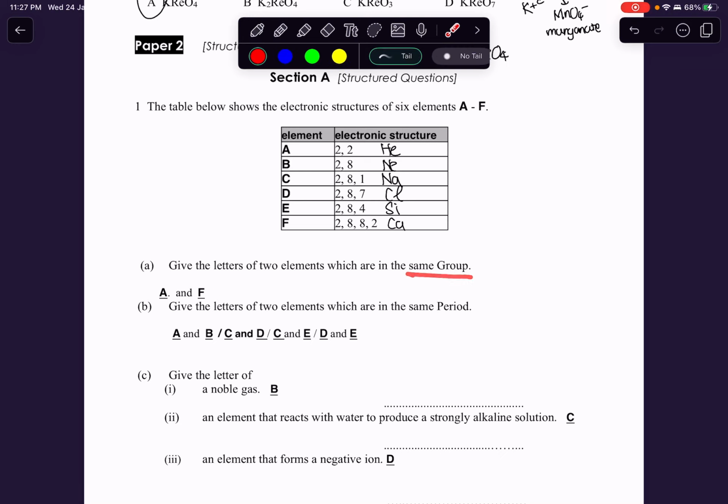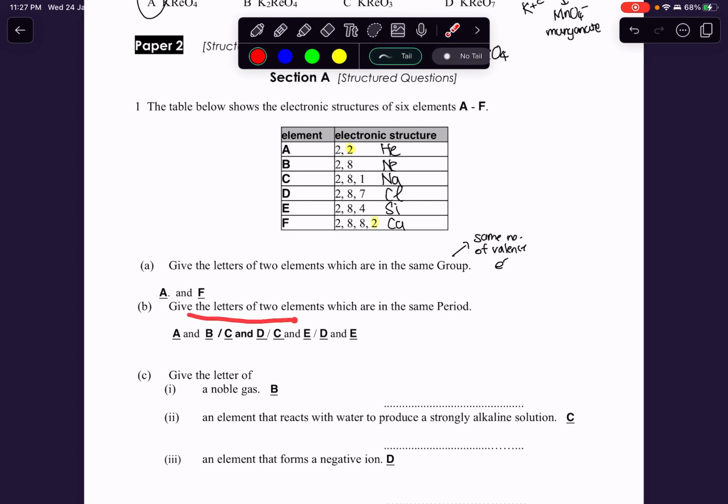Part A: two in the same group. Same group means what? Same number of valence electrons. So you just need to check for valence. Notice the only ones that are similar are A and F, which both have 2. There's no other pair with the same number of valence electrons. So A and F.